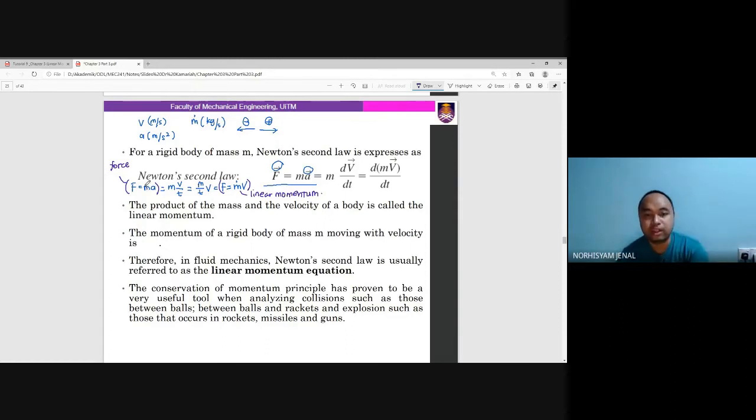The product of mass and velocity of a body is called linear momentum. The momentum of a rigid body of mass m moving with velocity v is mv. Therefore, in fluid mechanics, Newton's second law is usually referred to as the linear momentum equation. So when we talk about Newton's second law, this will be the equation for it.